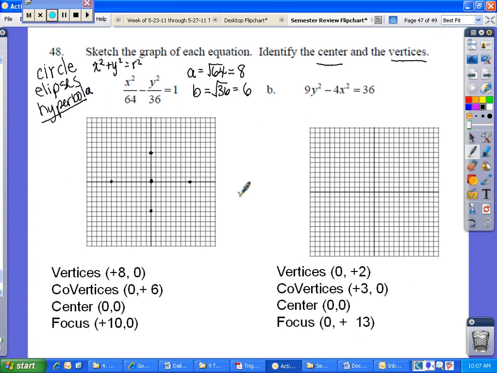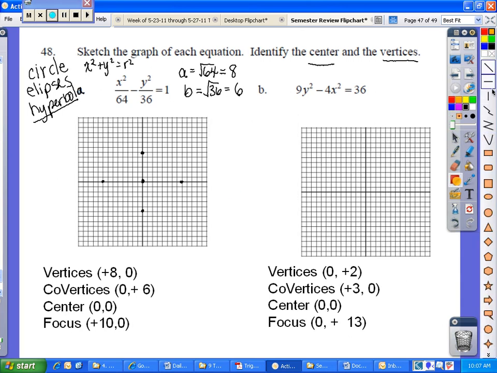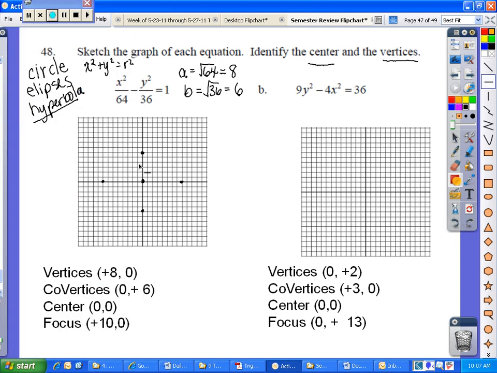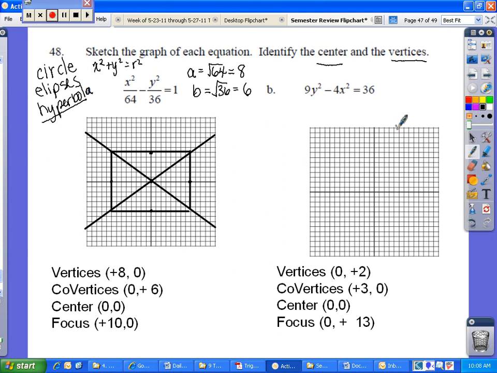Now in this case, with hyperbolas, the only thing that those b values are really used for is to determine where my asymptotes are. So I'm going to draw my rectangle in the center, and that's how I am going to draw my asymptotes. Now I'm actually going to draw diagonal lines through each of the corners. So I'm going to draw a diagonal line here, and I'm going to draw a diagonal line here. And that's actually where my asymptotes are going to fall.